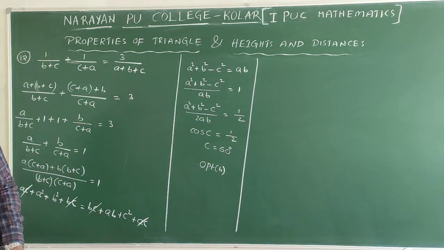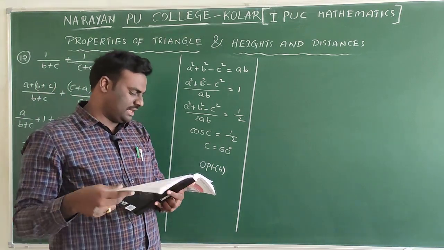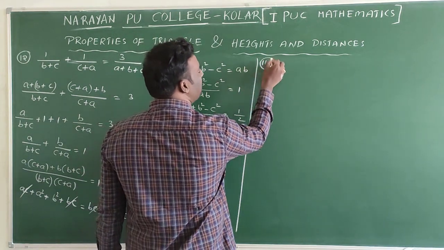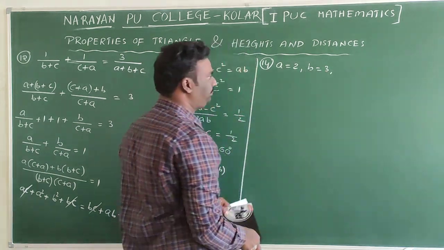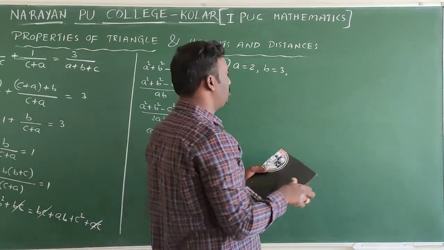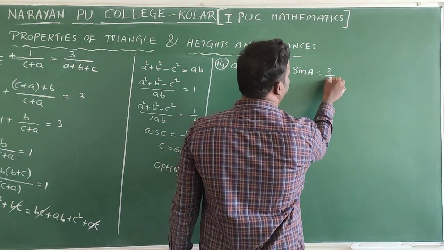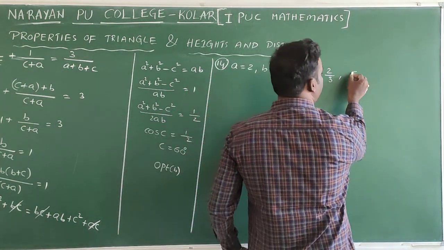Next, the 14th question. In the 14th question, it is given that in triangle ABC, A value is 2, B value is 3. Next, sin A is given as 2 by 3. Now, we need to find cos C.